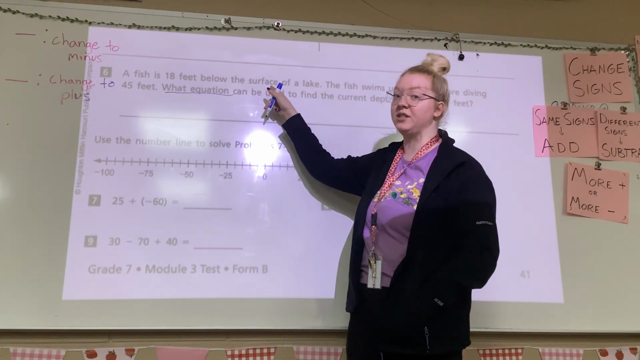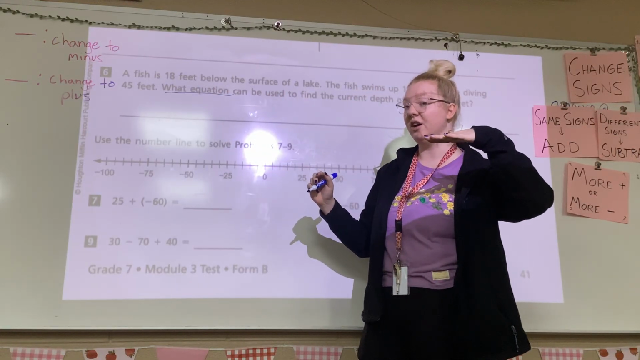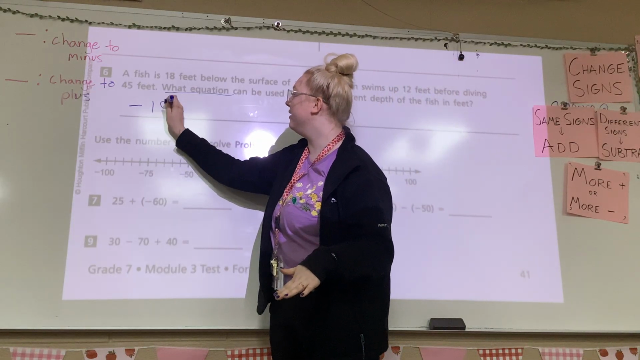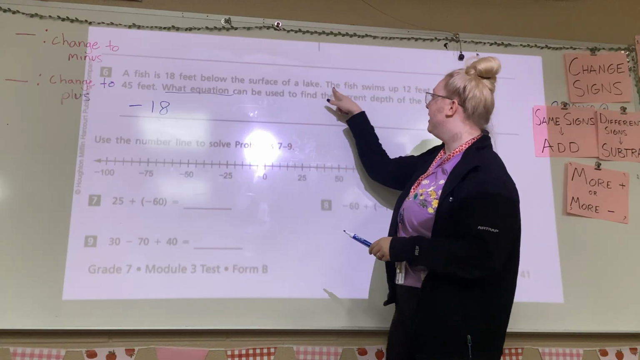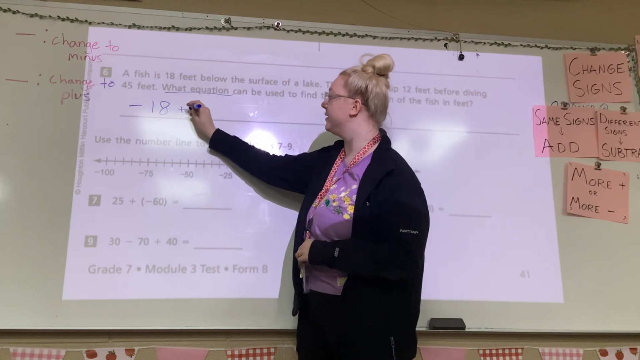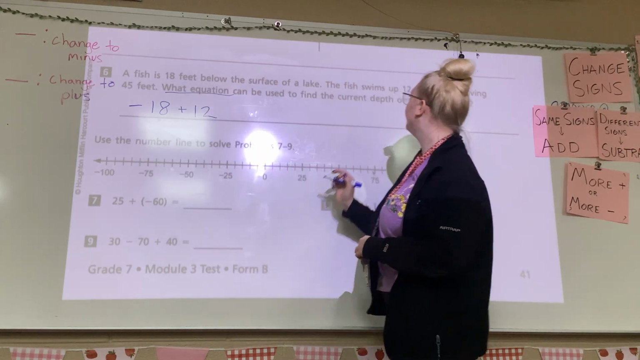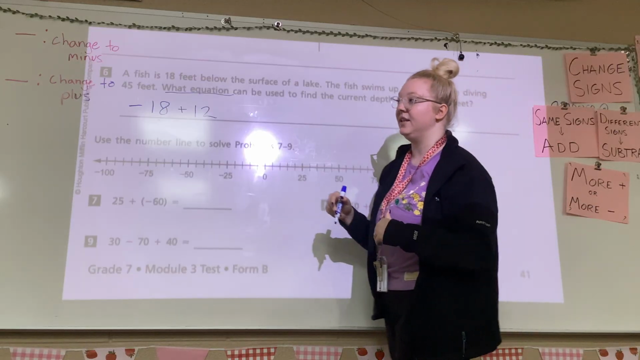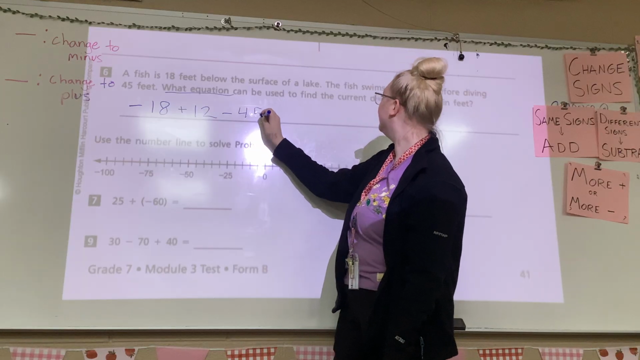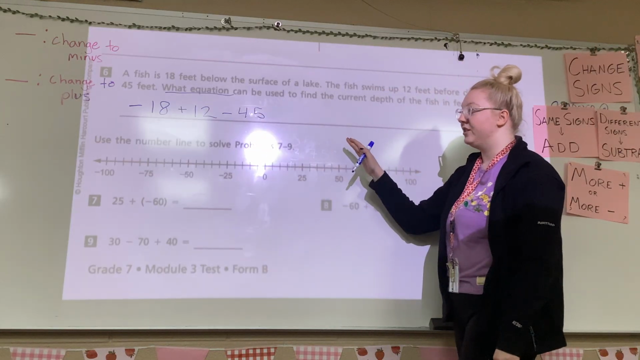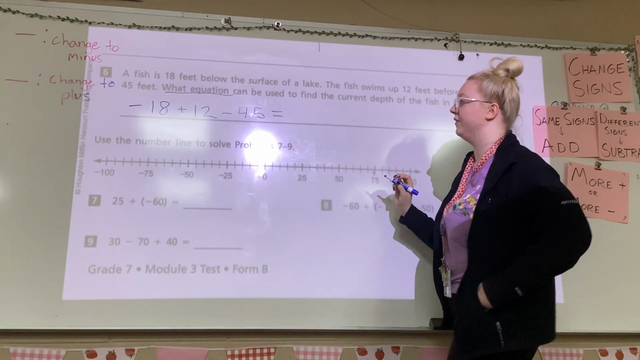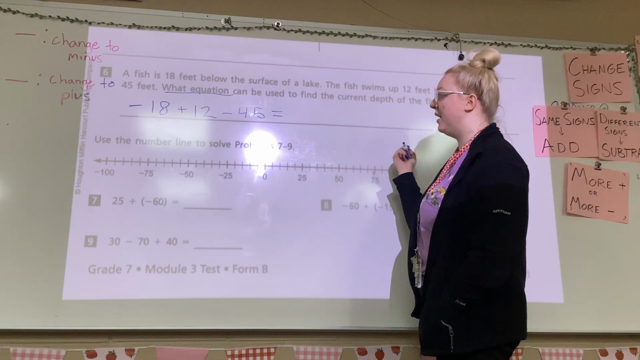18 feet below the surface. We've talked about the surface is 0 in class, so below the surface will be negative. Negative 18 feet is our starting point. The fish swims up 12 feet. Up is going to be plus 12. Okay. Before diving 45 feet. Diving is down. Minus 45. Okay. If you just leave it like that, that's okay, but I think I want to solve it all together first. Negative 18 plus 12 minus 45.